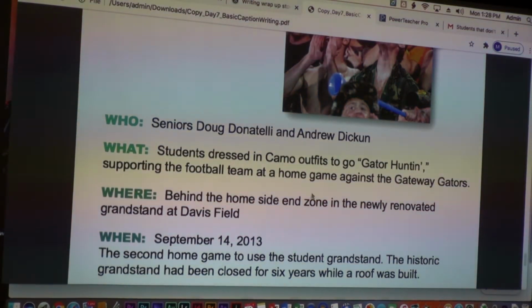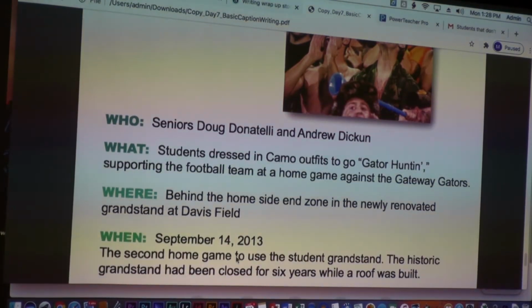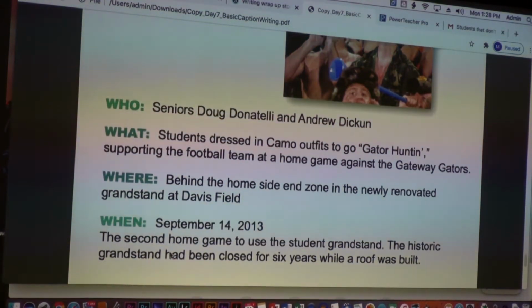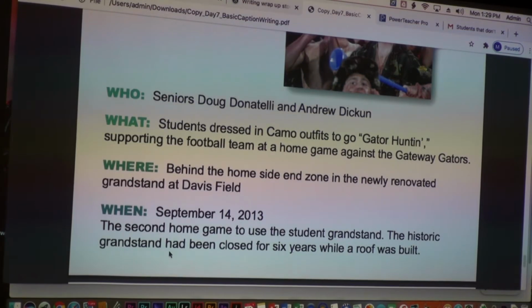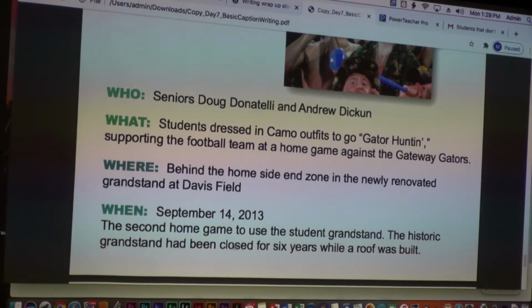Supporting football team. At the end zone, Davis Field. During the second home game. And that's it. That's the who, the what, the where, and the when. So you don't have to use every single word. You just have to capture the who, the what, the where, and the when.